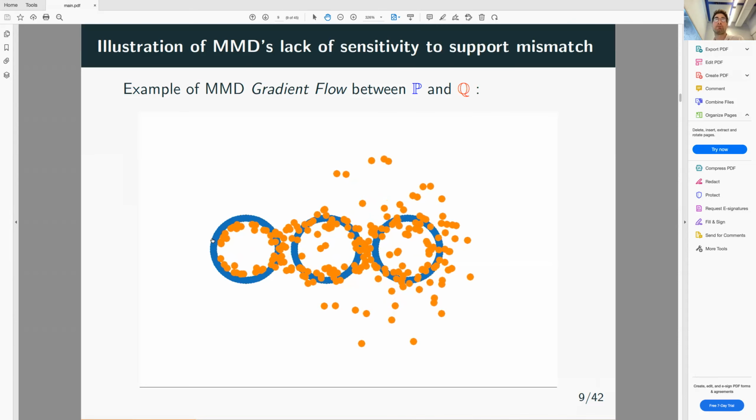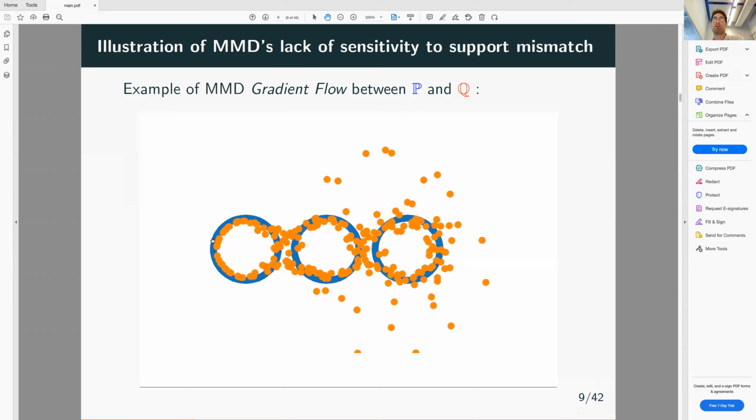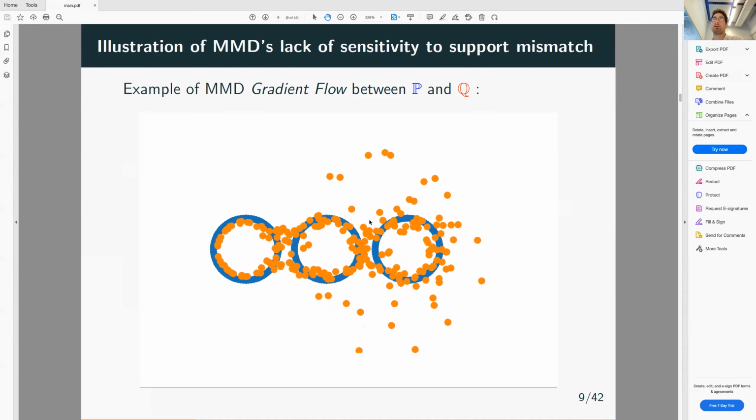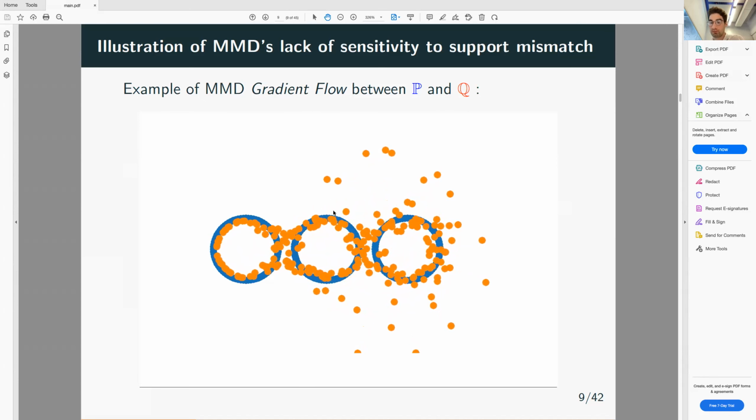Here is an illustration of the lack of sensitivity to support mismatch. So here we're computing the gradient flow between P and Q. It's a bit misleading, but P is characterized by these orange points, an empirical probability distribution, and Q is the blue circles. You don't need to understand right now what the gradient flow is, but essentially the goal is to match P to Q over time. You see that the MMD gradient flow has trouble actually achieving this, and the reason is exactly this lack of support sensitivity. So you see that P is essentially exploding and not recovering exactly the target support, the distribution Q's support.